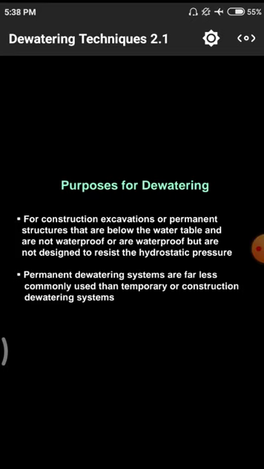Next, temporary construction is used for dewatering techniques. That means we have both temporary structures and permanent structures. Those are used to control the entrainment of water in particular fields. This is the purpose of dewatering.